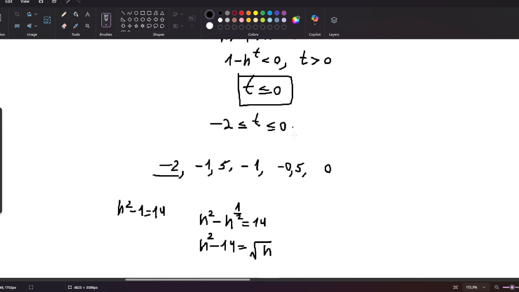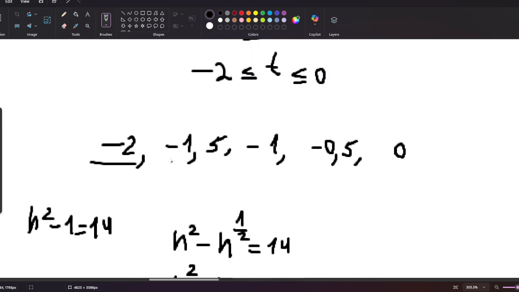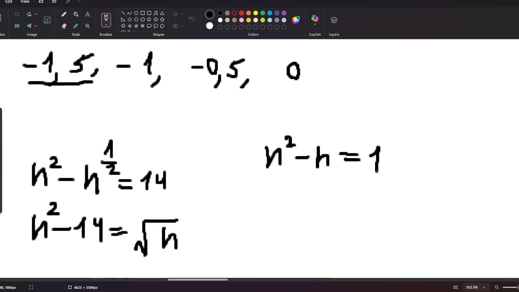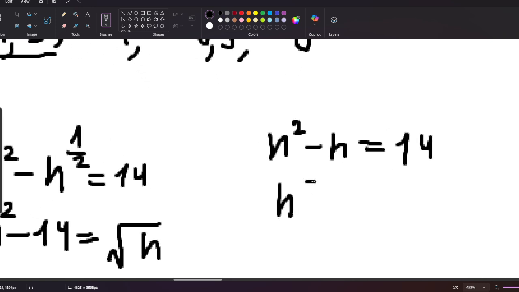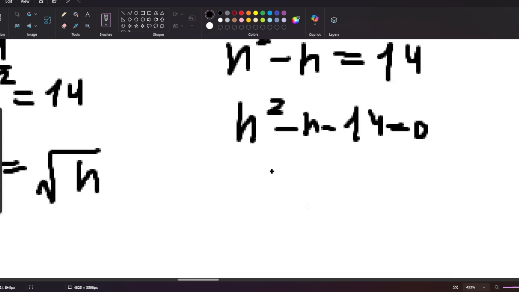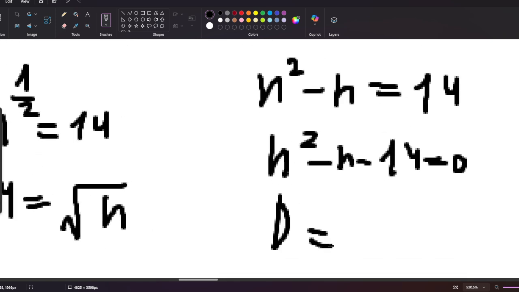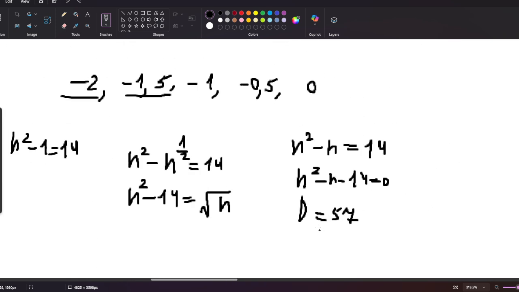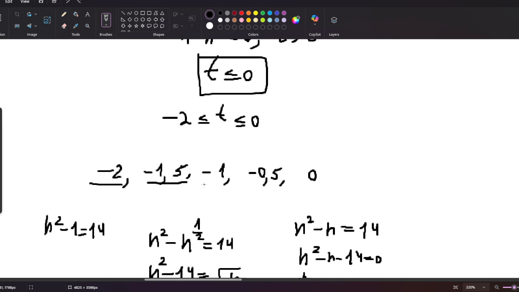Now we still have quite a few to check. Negative 1, that's going to be n squared minus n equals 14. It's a quadratic. And if we were to find the discriminant, d equals 1 plus 56, that's going to be 57. This is not a natural square, so obviously it doesn't have necessary solutions for us.